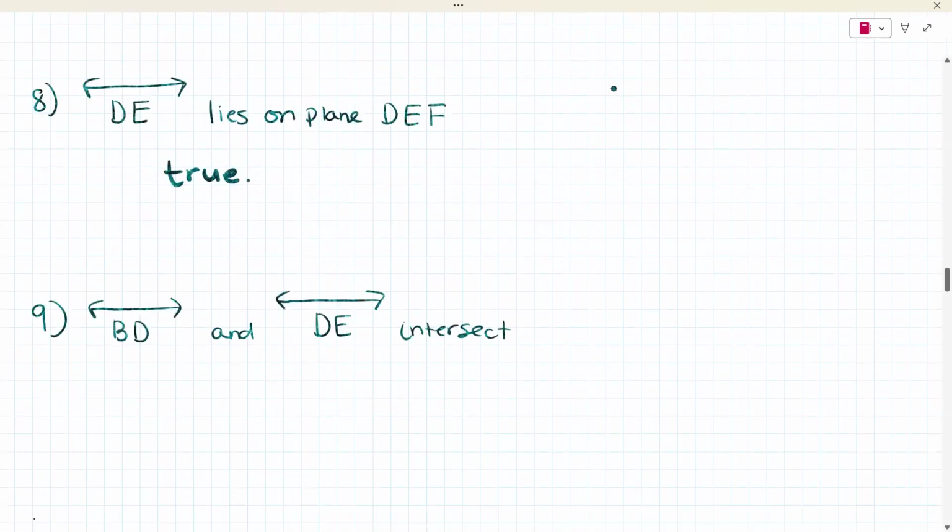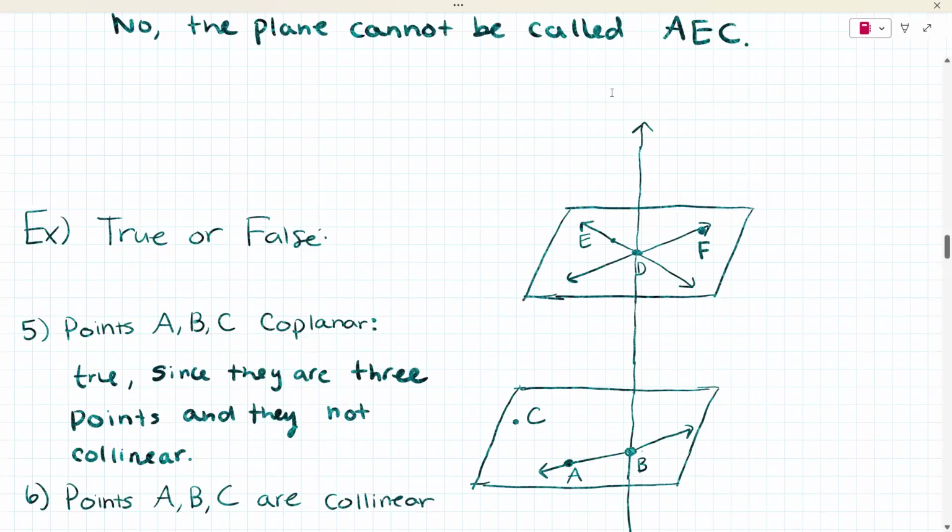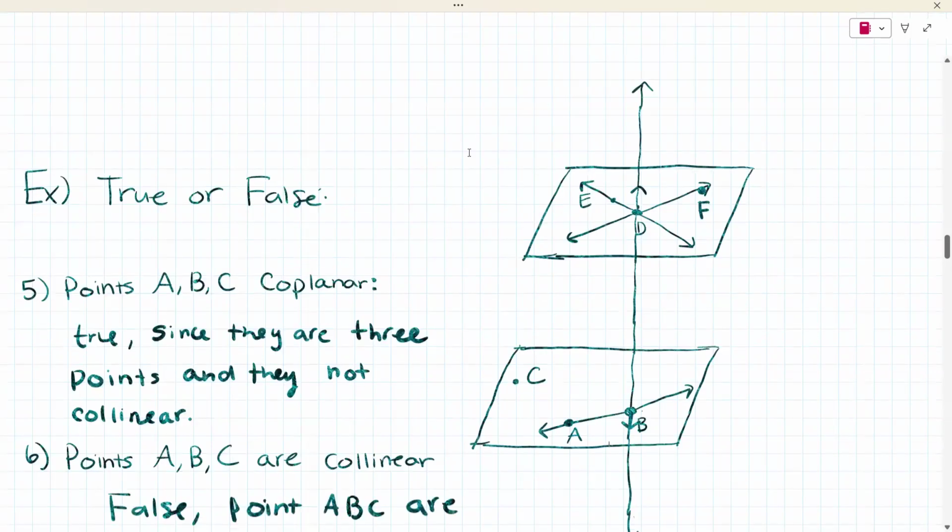Okay. What about 9? Line BD and line DE intersect. So line BD, where's B and D? So here's line BD, and then line DE intersect. Yes, right? Here's this line right here, line BD, and then it intersects line DE at the point. Correct. So that would be definitely true.